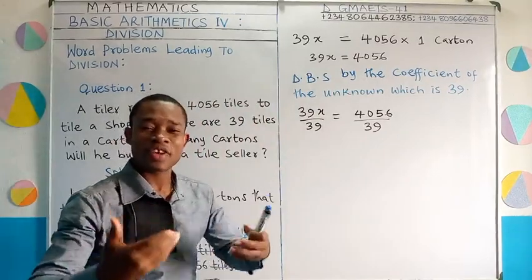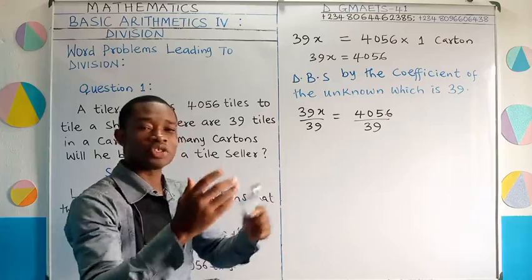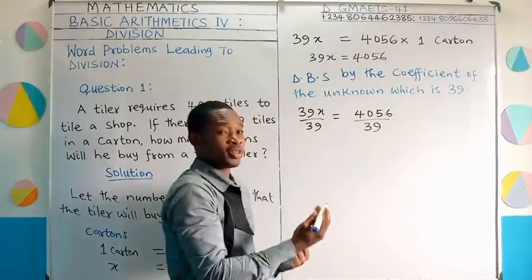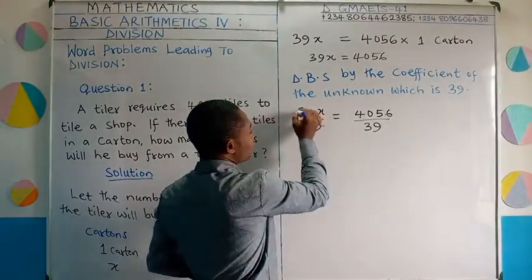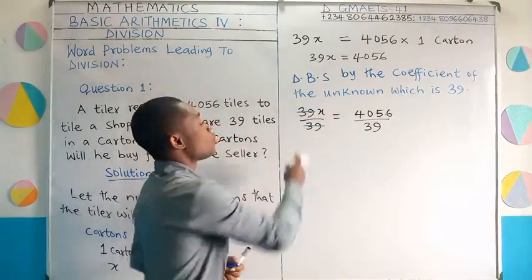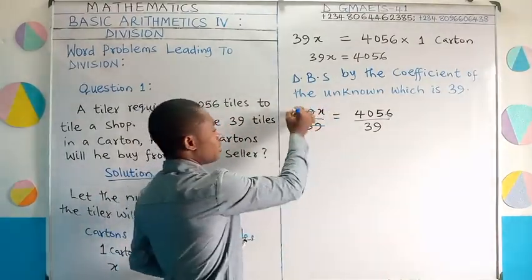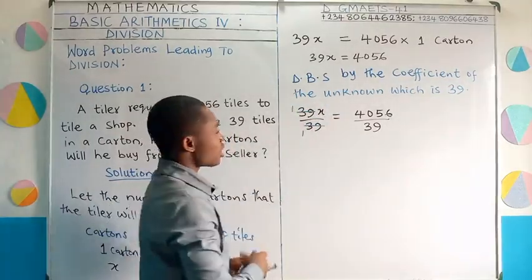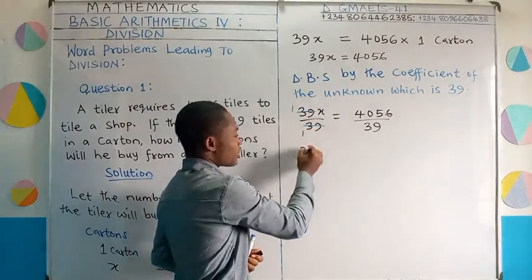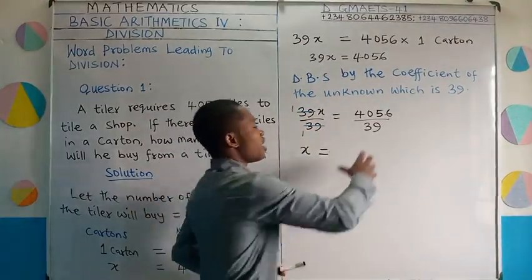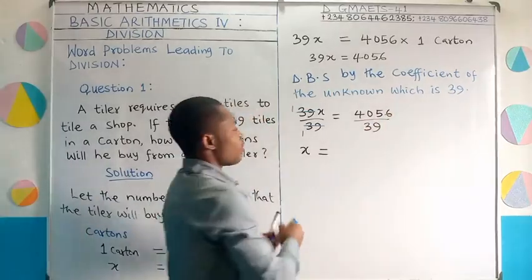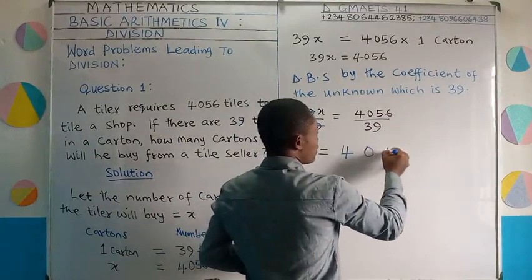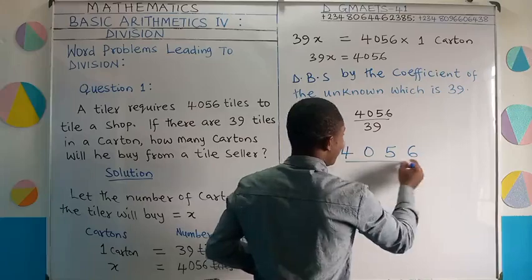Anyway, you know, for every first question I solve, I take my time to show you all the things you need. As we move on, I would avoid some of the unnecessary things. Okay, this 39 will divide this 39 to give us 1, and 1 times x divided by 1 will still give you x. So I'll bring down my x here. This is x equal to, I'll come over here and divide. So I have 4056 to be divided by 39.